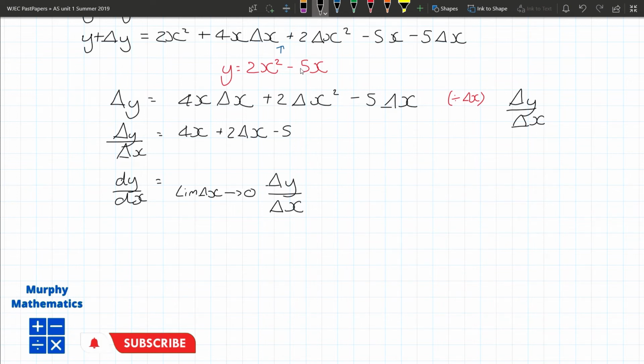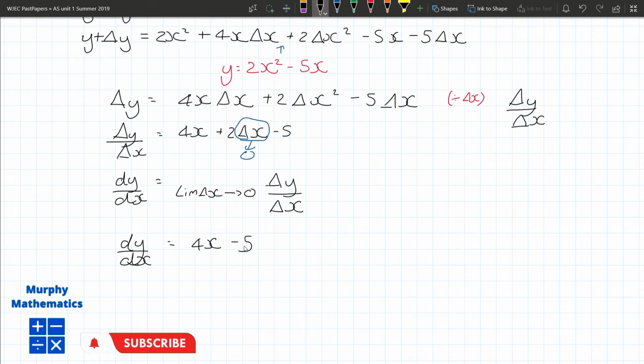Okay, so all that means is this delta x here is going to be put to 0. And so what we get is the derivative equals 4x minus 5.